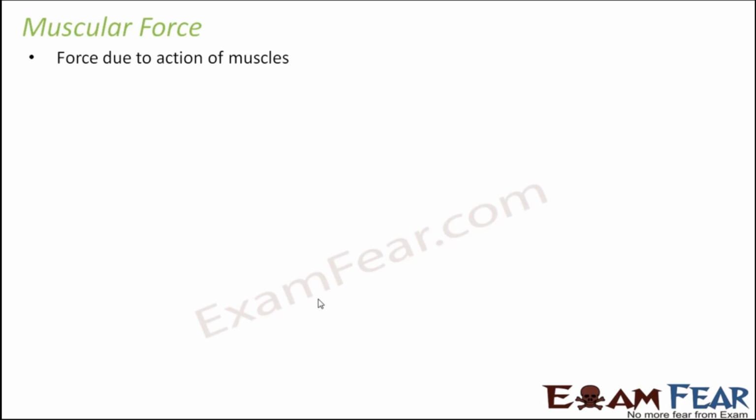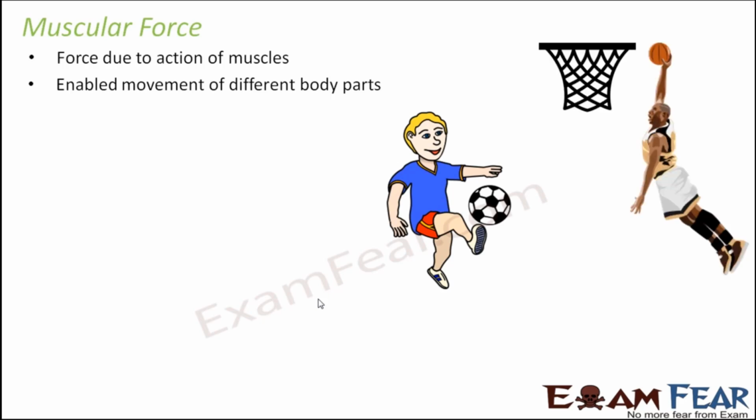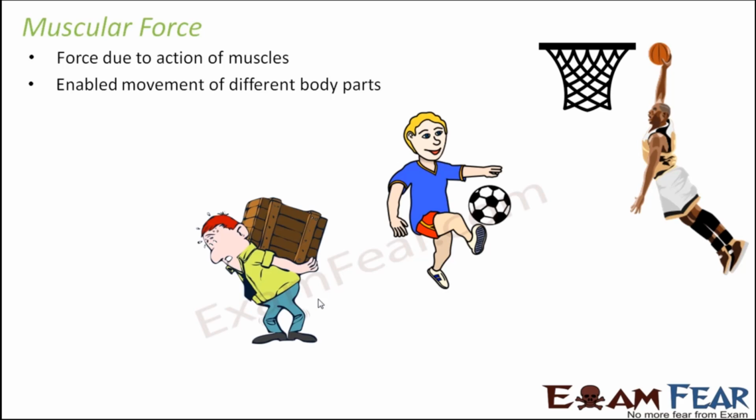Now, as I said, all types of movement which take place in our body, like we move our hands, we move our legs, all these movements happen due to the activity of muscles present inside our body. So this force enables movement of different body parts. Think of any sport which you play, for example, while playing football, you need movement of your hands as well as legs. While playing basketball, again, you need to jump, you need to move your hands. All these movements take place due to your muscles.